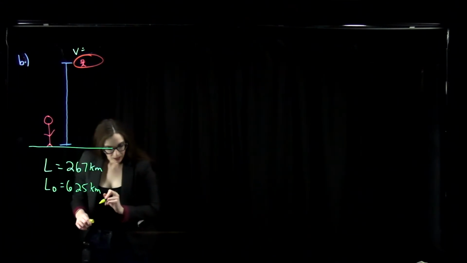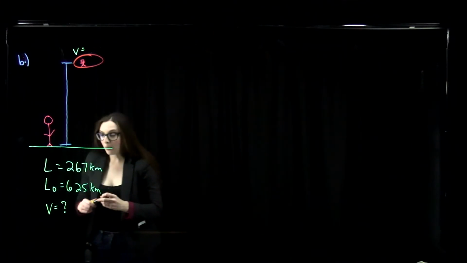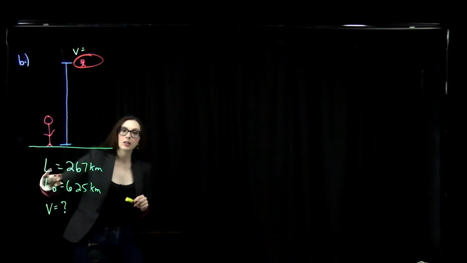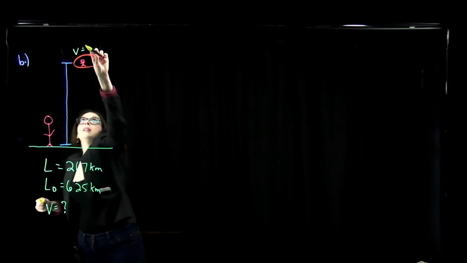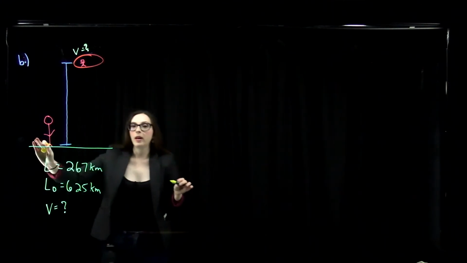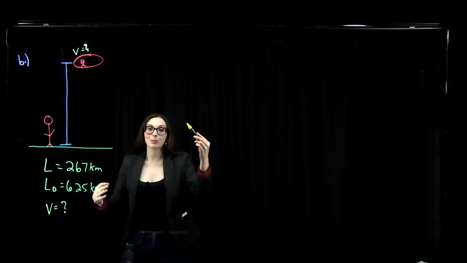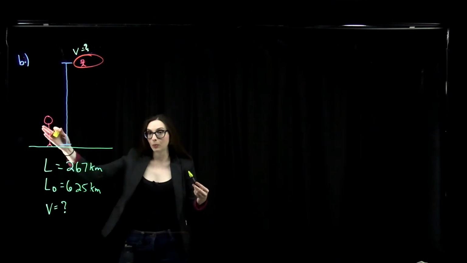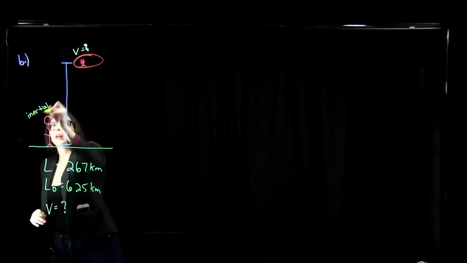What is the speed of the spaceship at this instant? What we know is the distance to the ground as measured by the person who's traveling very close to the speed of light, and the distance that the spaceship is above the ground as measured by the person standing on the ground who is in the inertial frame. That person standing on the ground is not moving. The spaceship is moving with respect to this person. So this person is in the inertial frame, okay?